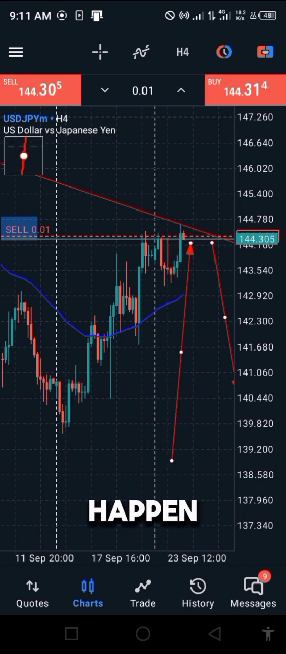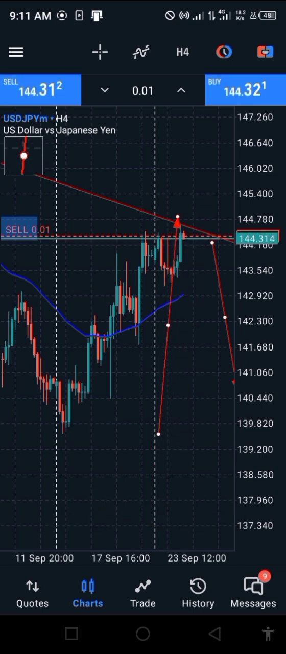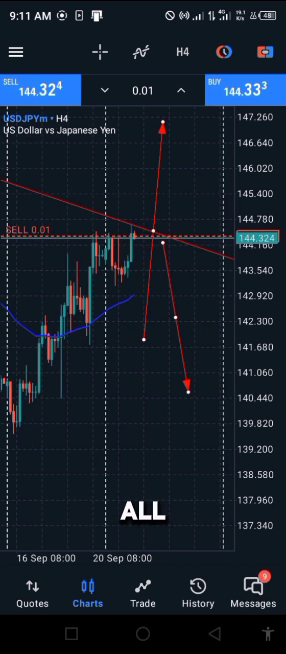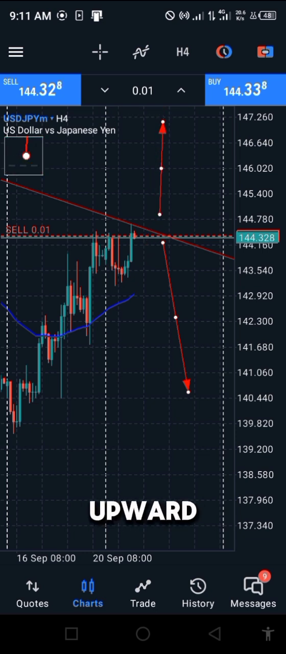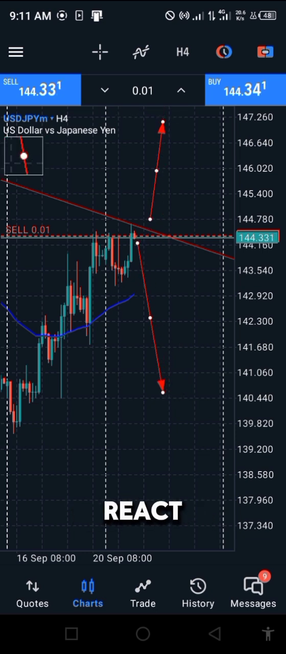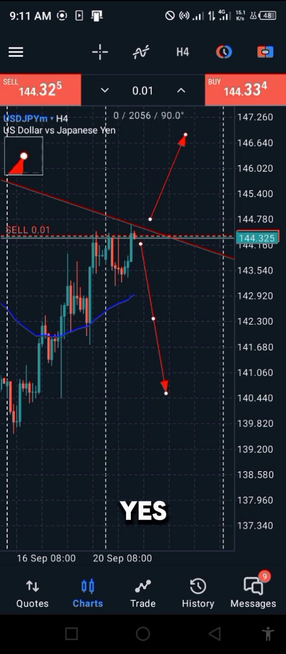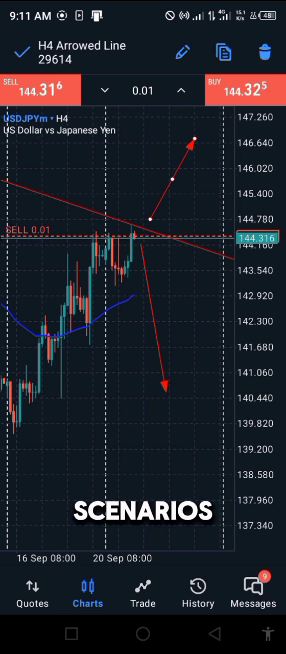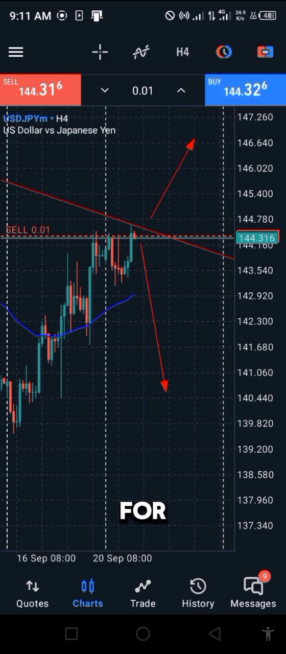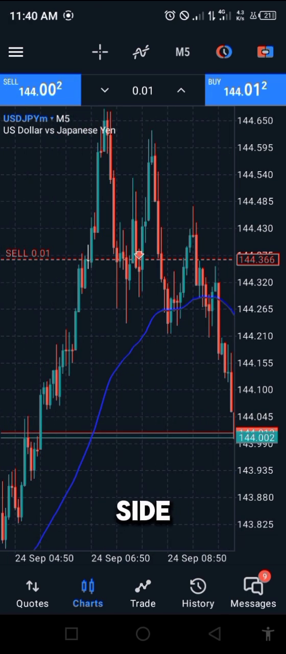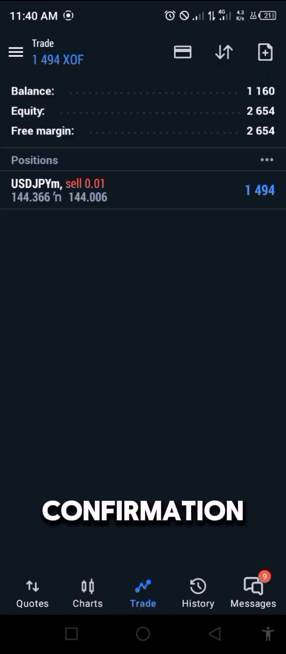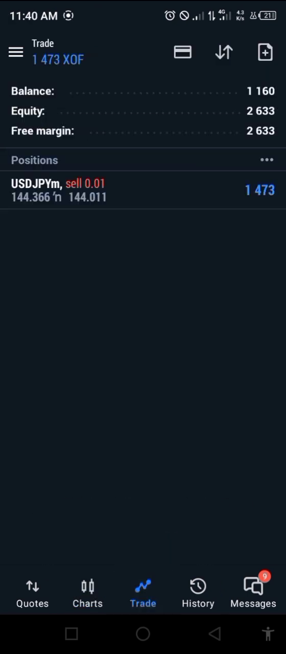Two things might happen, guys. The trade might give a breakout and go all the way upward, or the trade may decide to react and go downward. So we have two possible scenarios, but I'm rooting for the downside because I have confirmation for the downside.